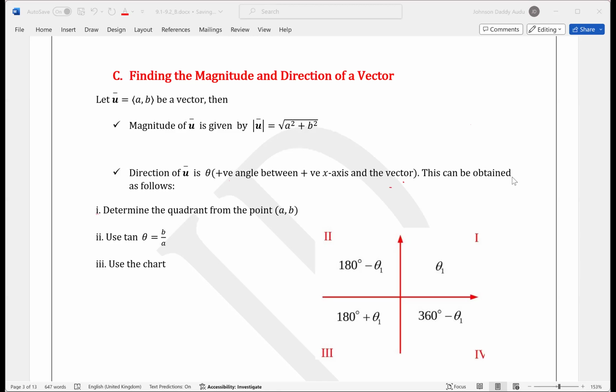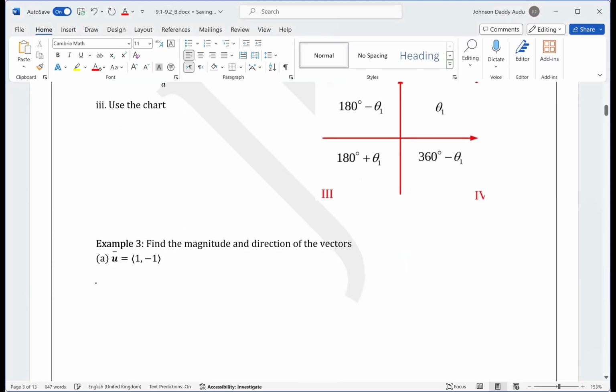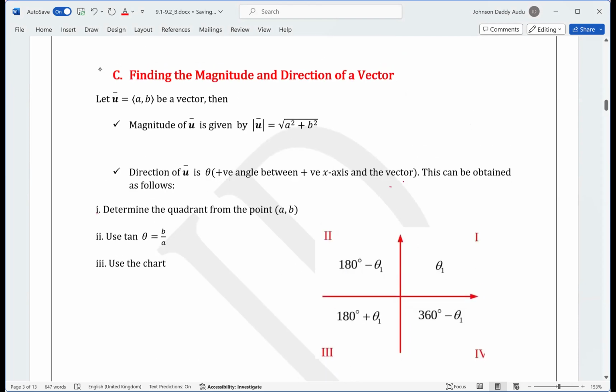Welcome back. In this video, we'll be looking at how to find the magnitude and the direction of vectors. If you have u to be AB, a vector, then what is the magnitude? We say the magnitude is given by this formula here. The magnitude of A is just the square of the horizontal plus the square of the vertical component. So this comes from here.